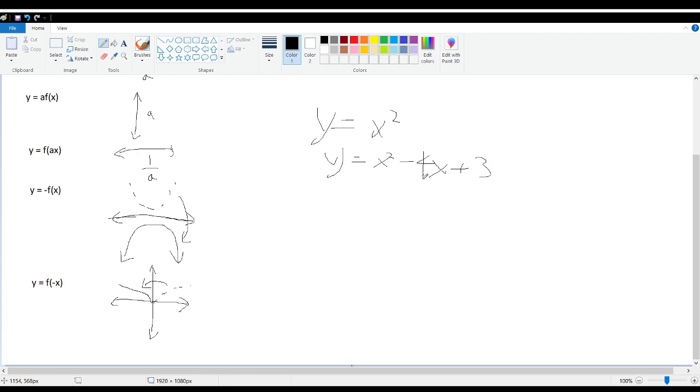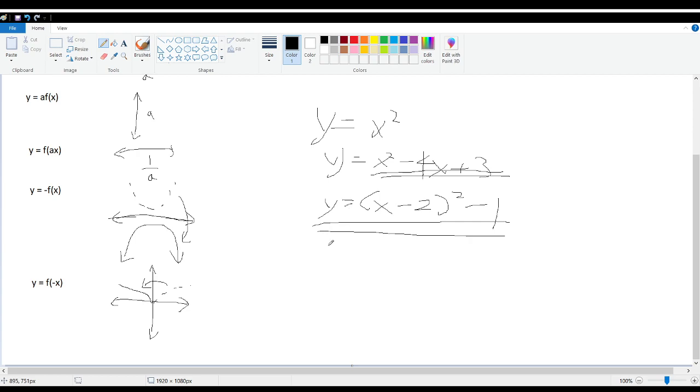Preferably, you should convert this function to the completed square format. If you transform this, it should look like x minus 2 squared minus 1. So this is the completed square format of a quadratic function. So now you can see more clearly.